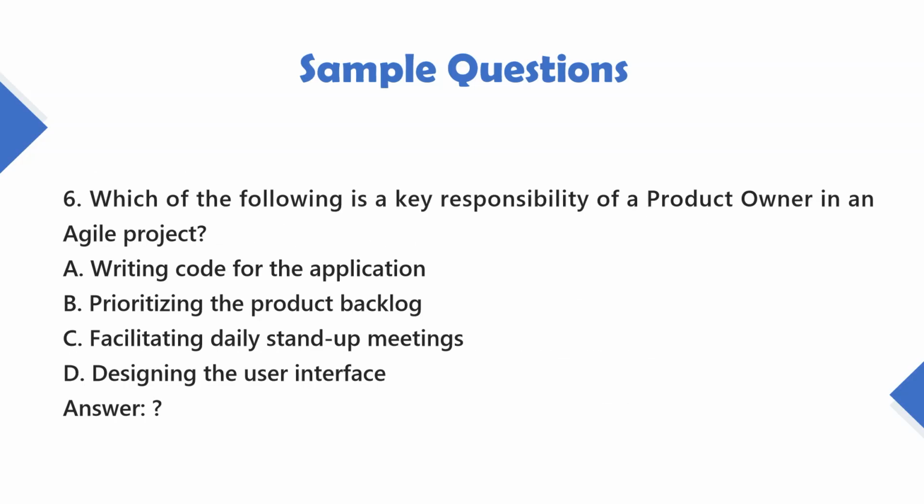6. Which of the following is a key responsibility of a product owner in an agile project? A. Writing code for the application. B. Prioritizing the product backlog. C. Facilitating daily stand-up meetings. D. Designing the user interface.